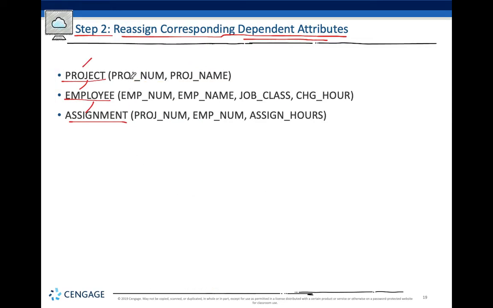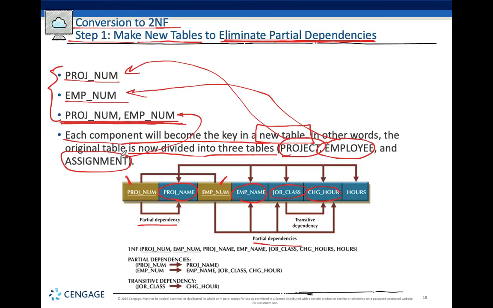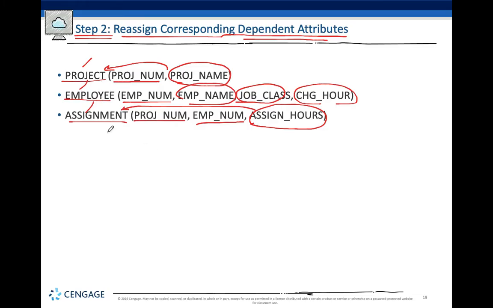So you'll see here, project name, the dependent attribute, gets assigned to the project table, and project number is the primary key in the project table. Employee name, job class, and charge hour get assigned to the employee table, and employee number is the primary key here. Similarly, assign hours gets assigned to the assignment table, where project number and employee number are the primary keys. That's step 2. So you see how we've gone from having one giant table to having three smaller tables.